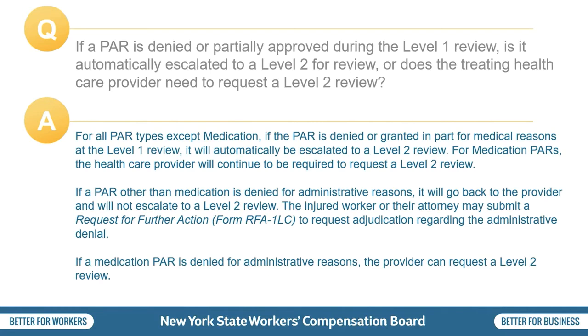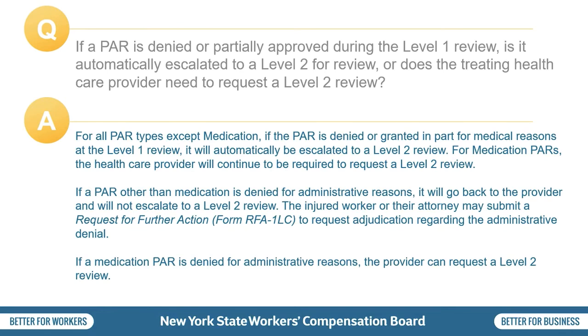If a PAR is denied or partially approved during the Level 1 review, is it automatically escalated to a Level 2 for review, or does the treating healthcare provider need to request a Level 2 review? For all PAR types except medication, if the PAR is denied or granted in part for medical reasons at the Level 1 review, it will automatically be escalated to a Level 2 review. For medication PARs, the healthcare provider will continue to be required to request a Level 2 review.